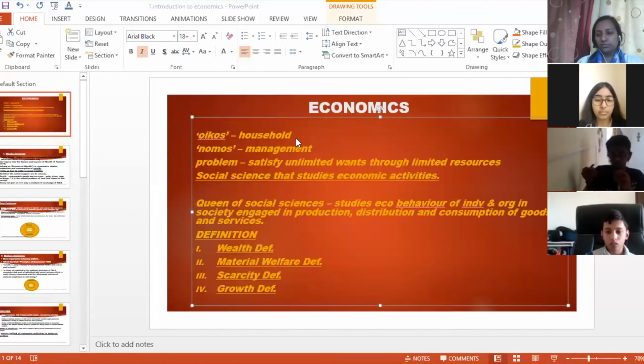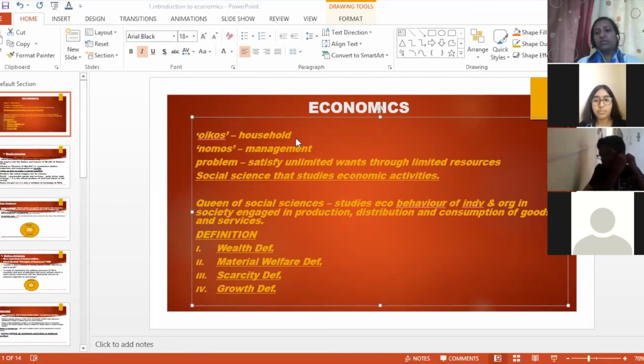So all these resources that we have available, whether it is a free gift of nature to us or whether we produce it in the form of machines and tools, we have limited resources, but human wants are unlimited. If one want is satisfied, he wants something else. So the problem of economy is how to use these limited resources in the most efficient way which can satisfy the maximum of our wants. And this is what economics teaches us.